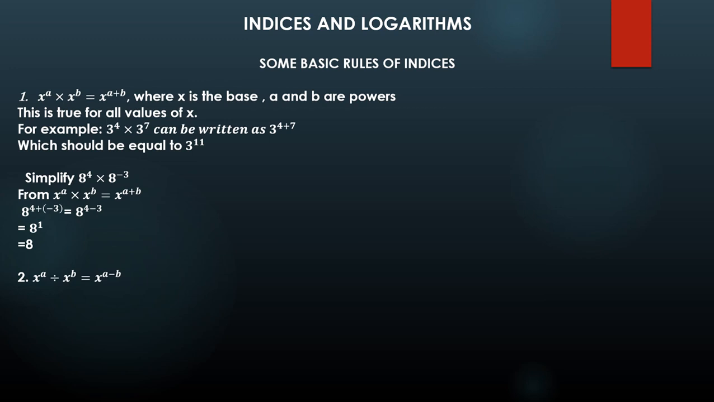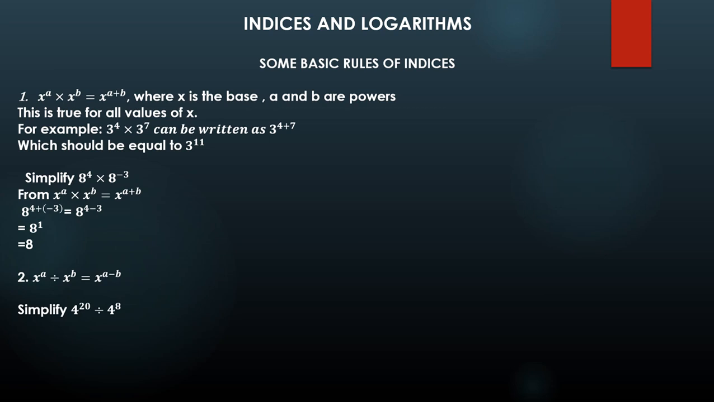As simple as that. The second rule says when we have something like x raised by a divided by x raised by b, we can rewrite it as x raised by a minus b. When they have the same base, whether the powers are different or the same, and they are dividing each other, you can easily subtract their powers from each other. You subtract the latter from the first one.